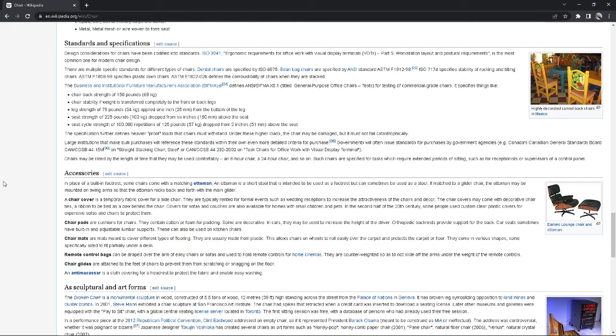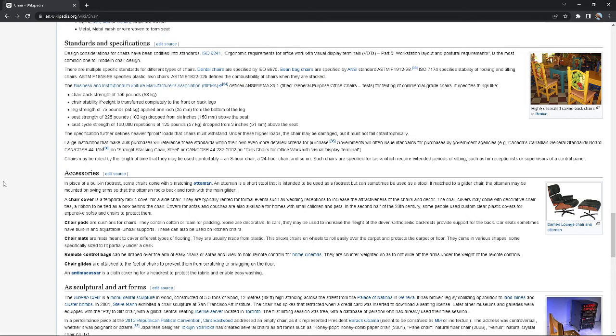Standards and specifications. Design considerations for chairs have been codified into standards. ISO 9241, Ergonomic Requirements for Office Work with Visual Display Terminals, Part 5, Workstation Layout and Postural Requirements, is the most common one for modern chair design. There are multiple specific standards for different types of chairs. Dental chairs are specified by ISO 6875. Beanbag chairs are specified by ANSI standard ASTM F1912-98. ISO 17174 specifies stability of rocking and tilting.